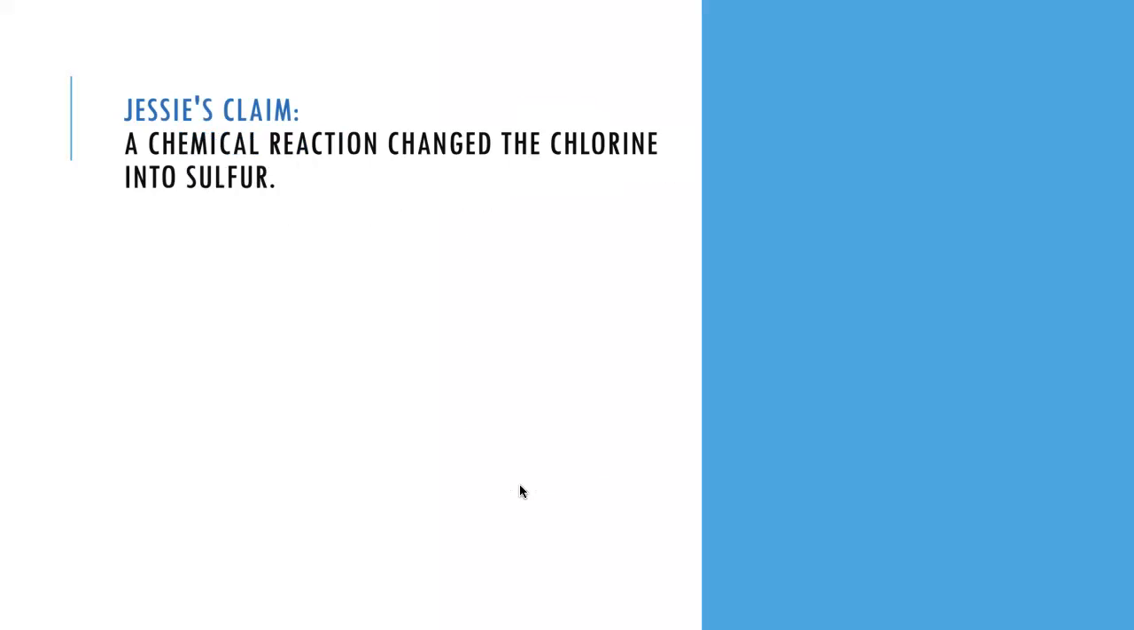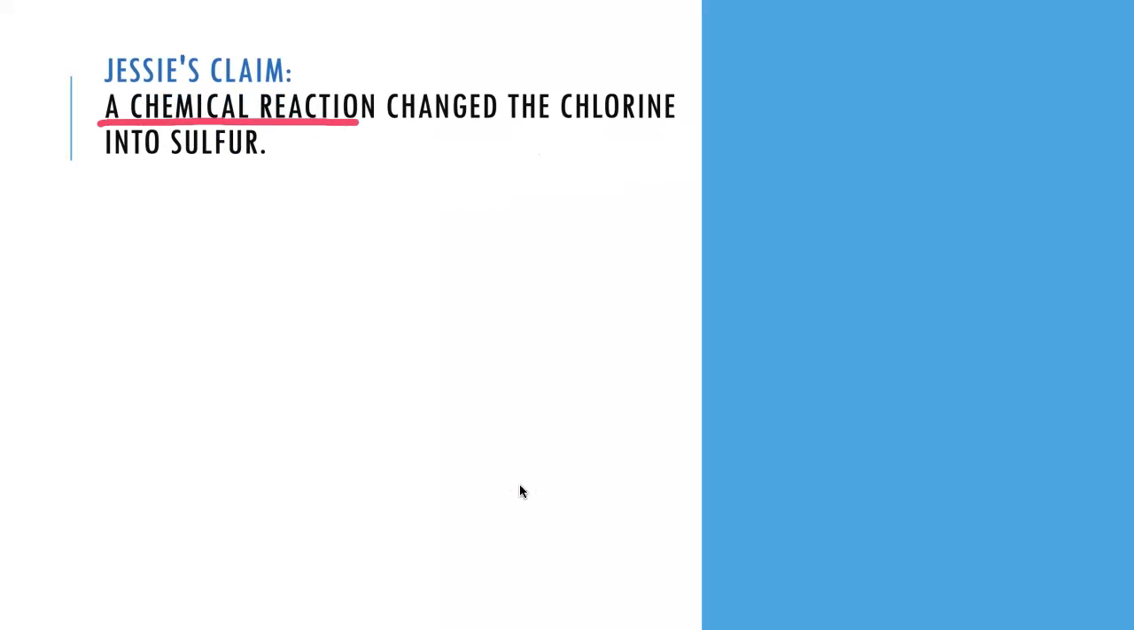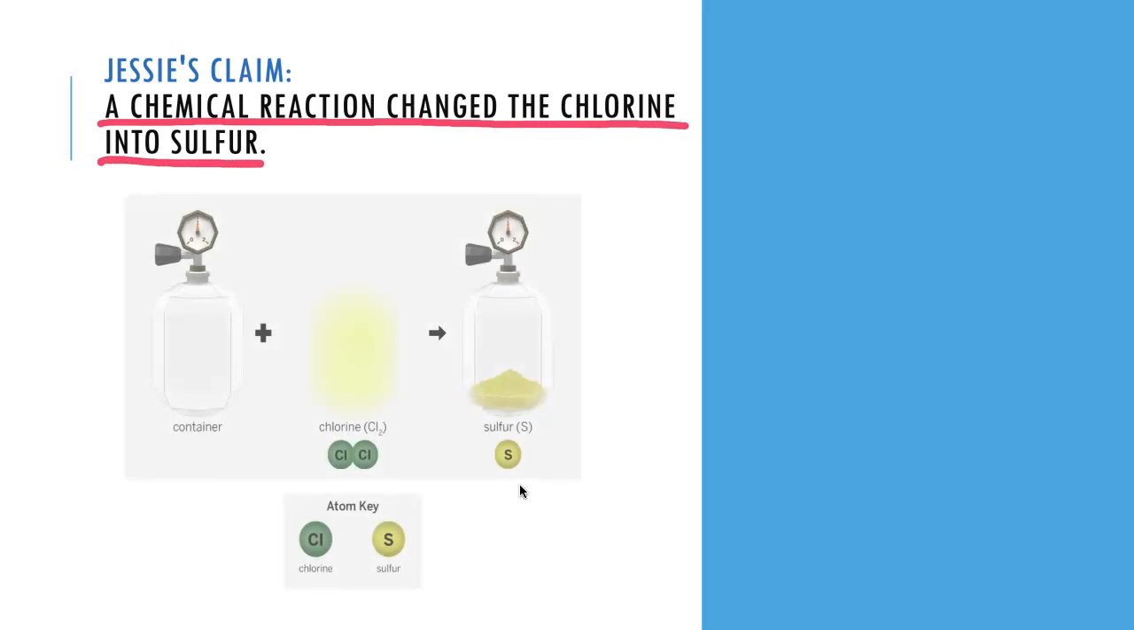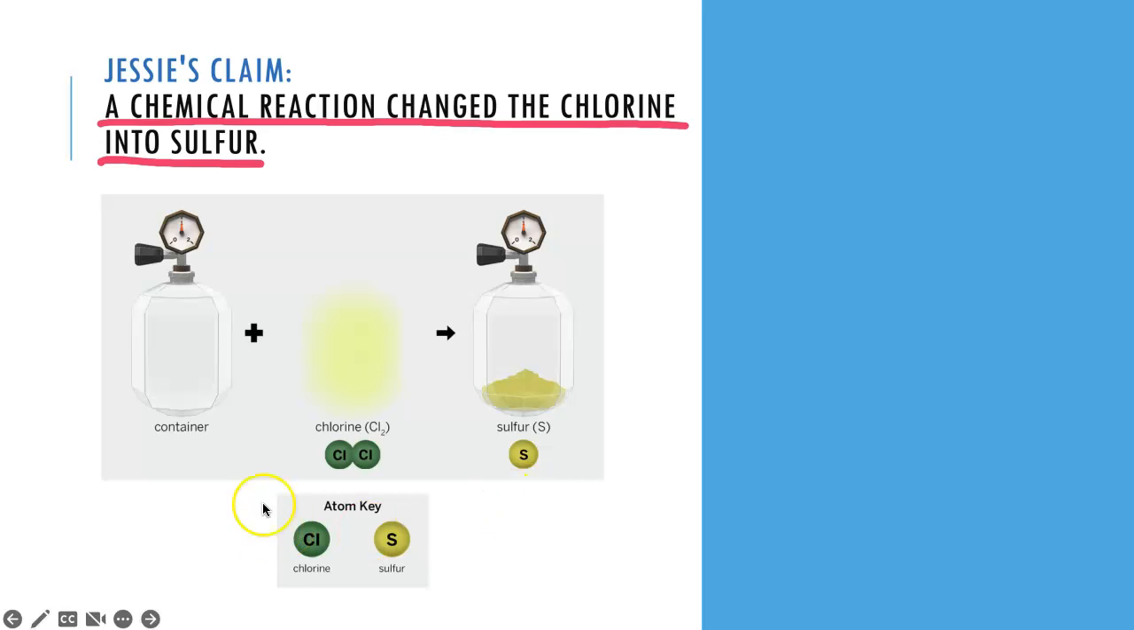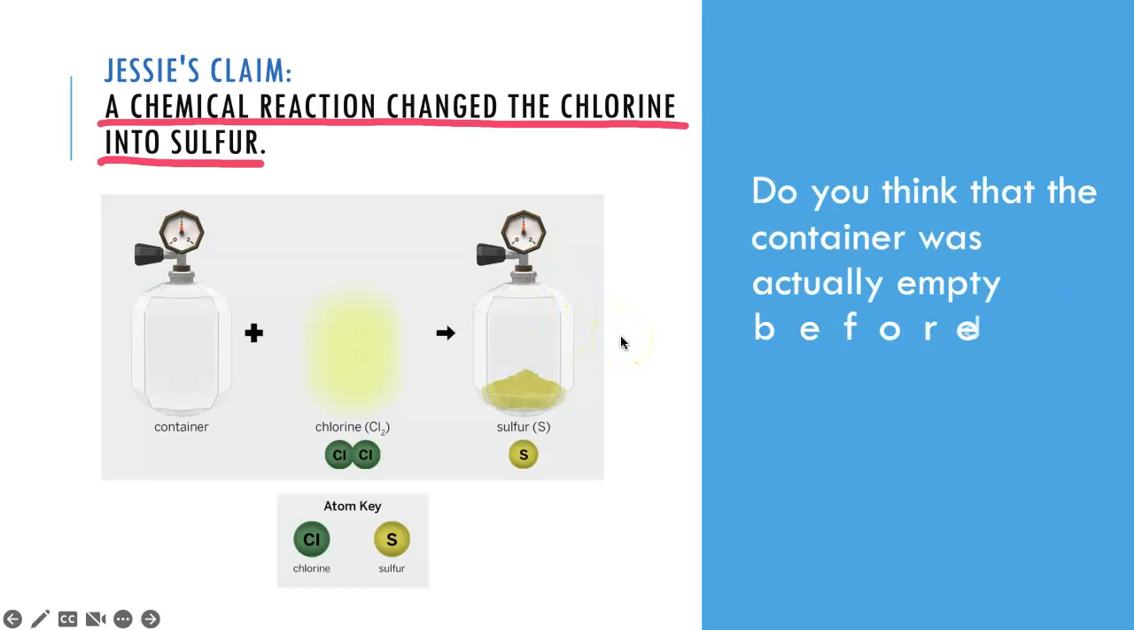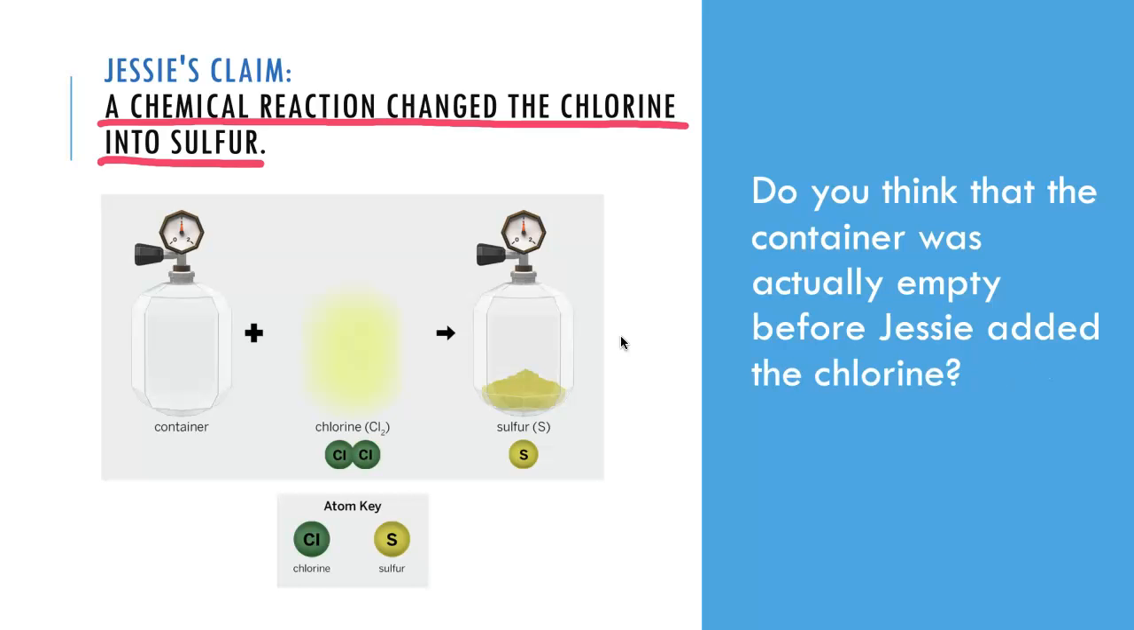So let's look at Jessie's claim. A chemical reaction changed the chlorine into sulfur. And we're going to look at this visual here of what she was seeing. She thought the container was empty. She added chlorine into it, and what came out was sulfur. So, do you think that the container was actually empty before Jessie added the chlorine?